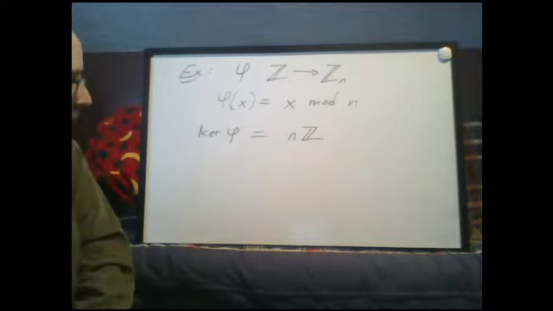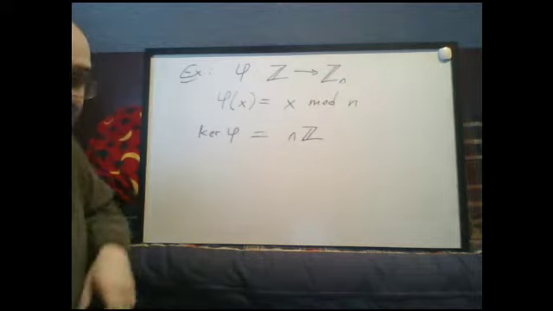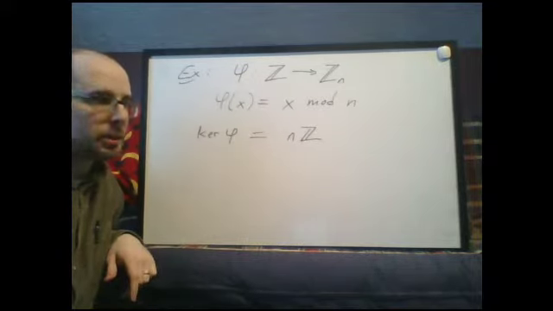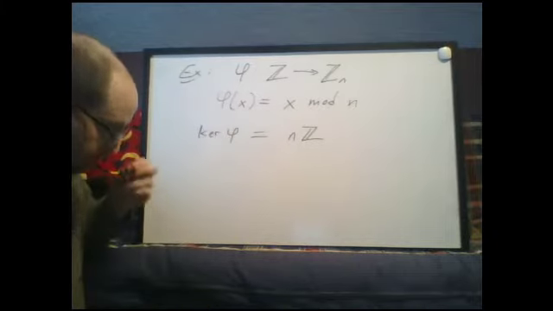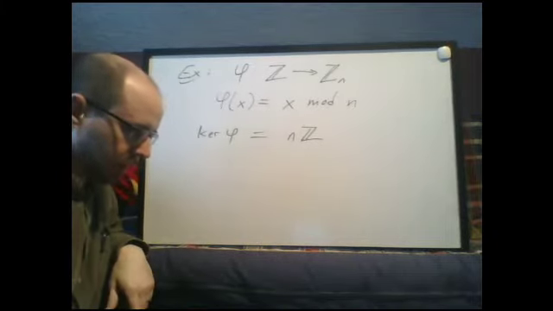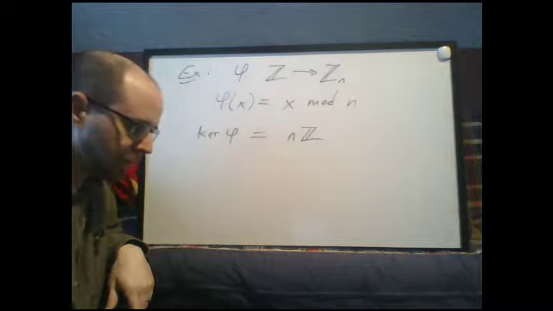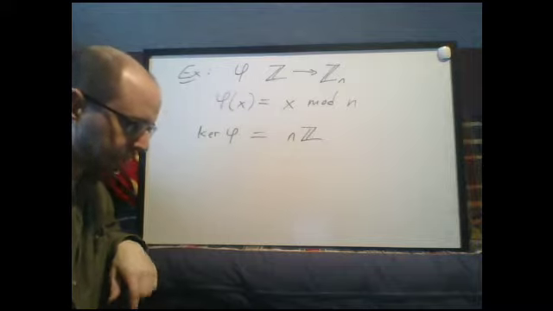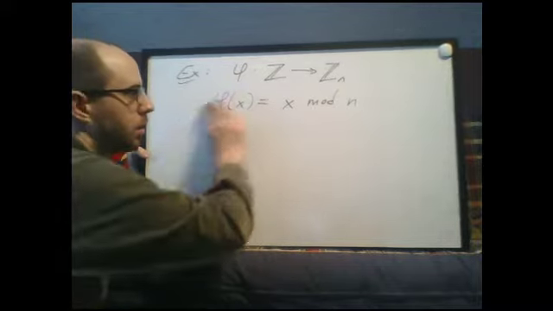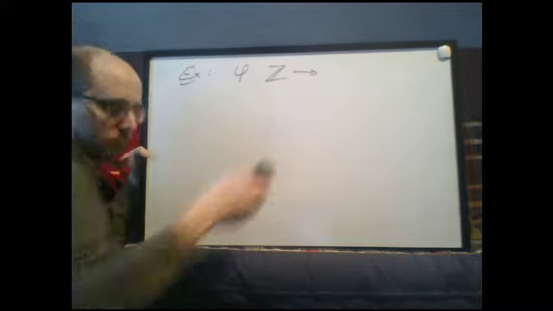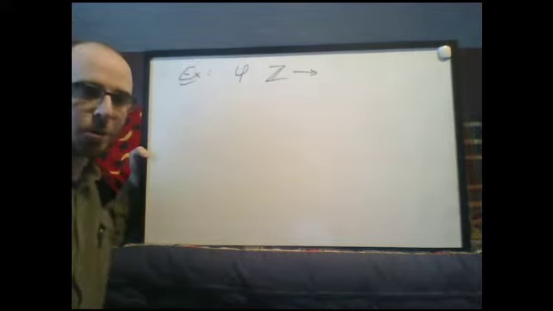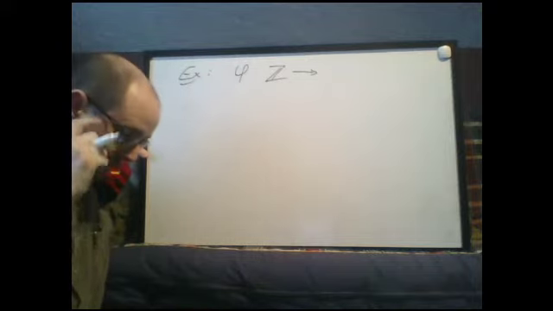Okay, so that example was also an example of a group homomorphism under addition, but it is a homomorphism that also preserves multiplication. All right. So that one is a ring homomorphism.